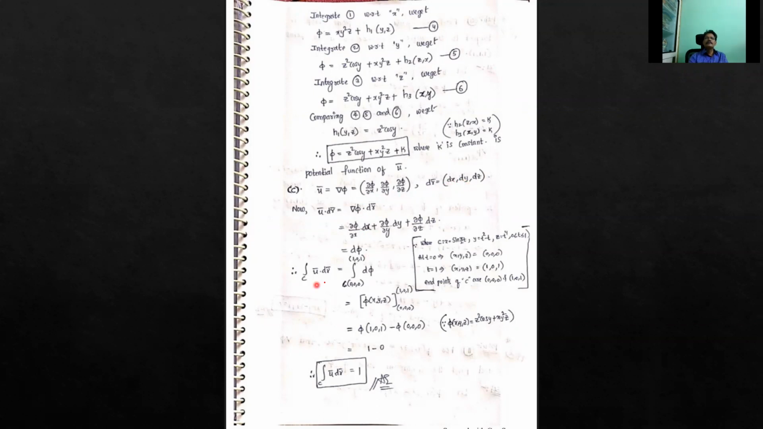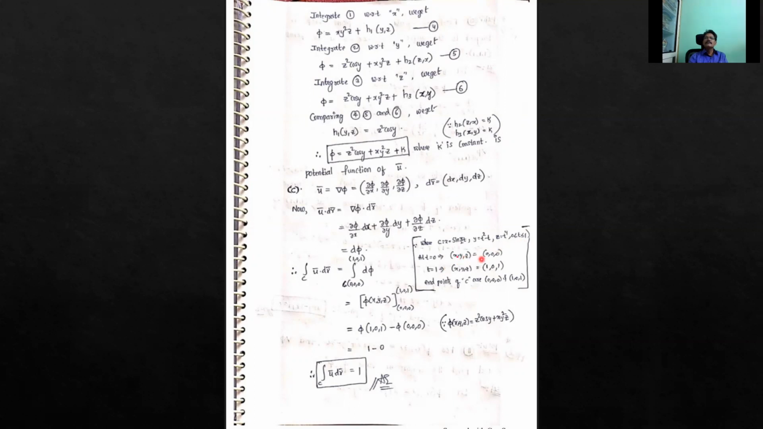So finally, the integral over C of U dot dr bar equals phi at the end point minus phi at the start point. So the given derivative will be cancelled. That is 5xyz. And here you observe the curve is x equals sin(pi by 2 t), y equals t square minus t, z equals t power 4, with t from 0 to 1.